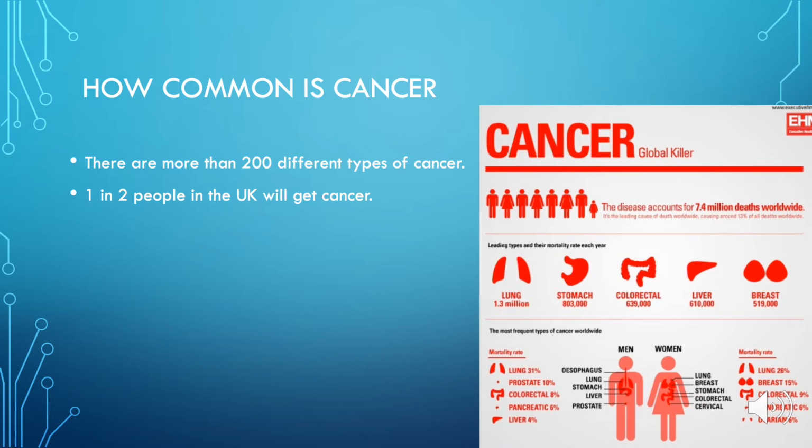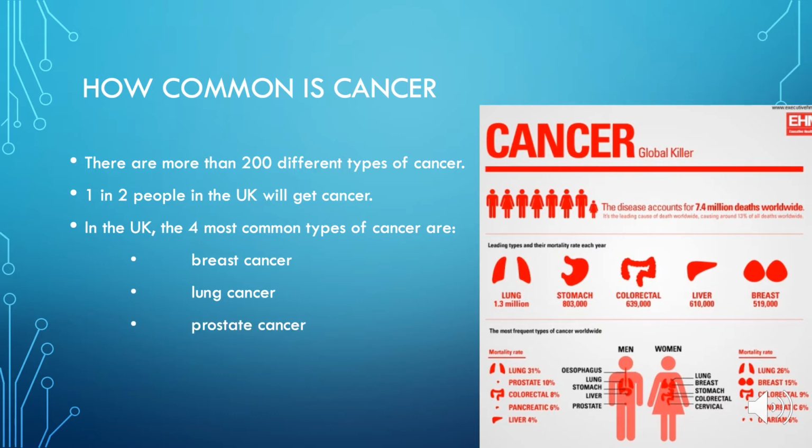What are the commonest types of cancers? Well, in the UK, the 4 most common types of cancers are breast cancer, followed by lung cancer, followed by prostate cancer, and then bowel cancer. If you look at the diagram, you can see that men and women are different, and each cancer is more common in one group compared to others. For example, men have higher rates of prostate cancer, women have higher rates of breast cancer.